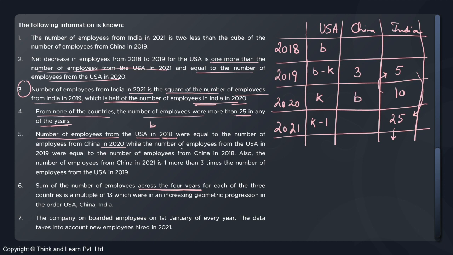Let's call this also as B. While the number of employees from the USA in 2019, which is B minus K, were equal to the number of employees from China in 2018. So that figure should be equal to B minus K.